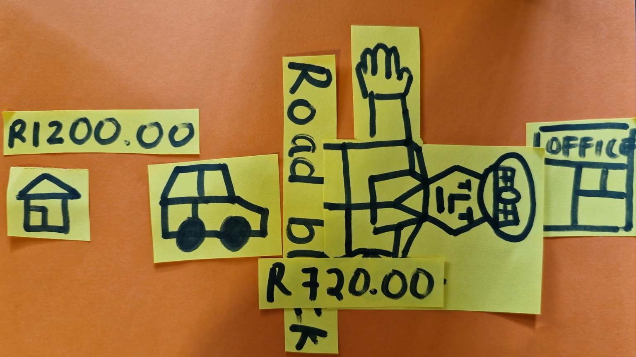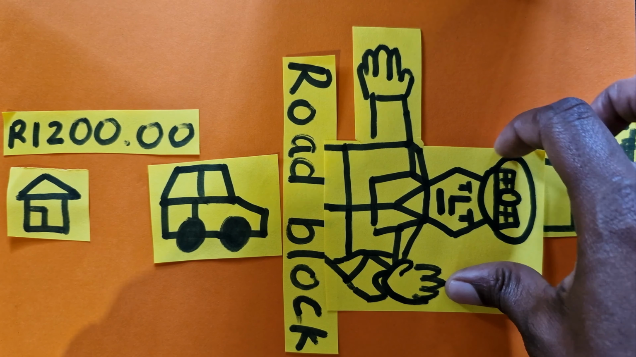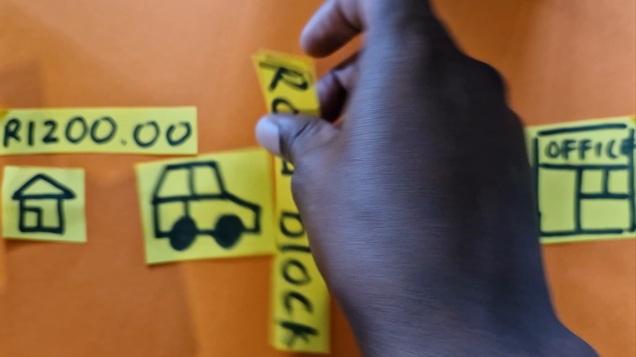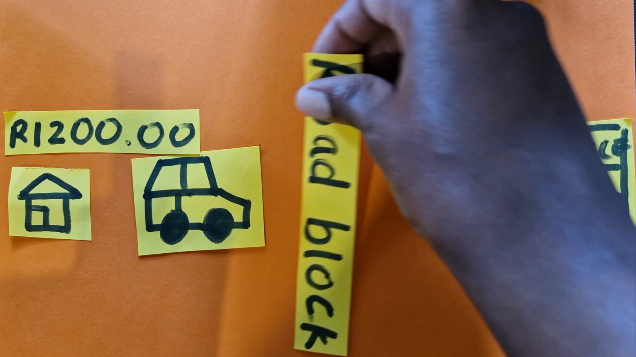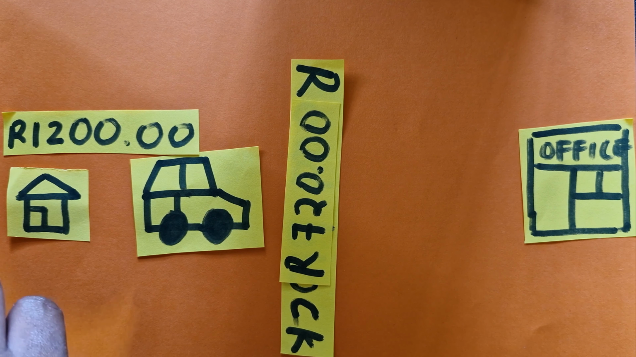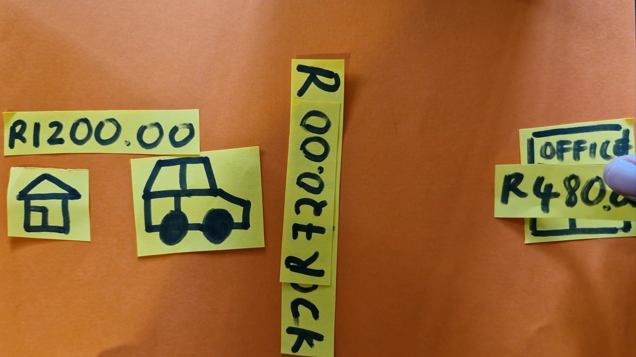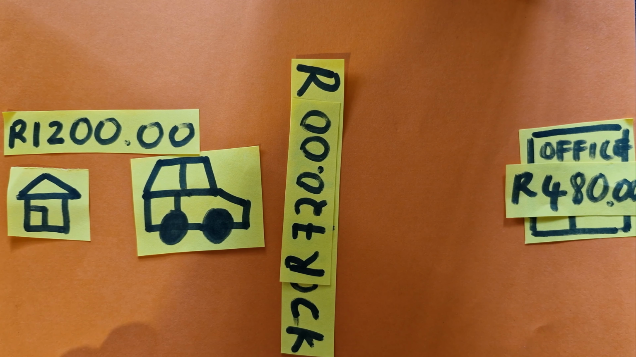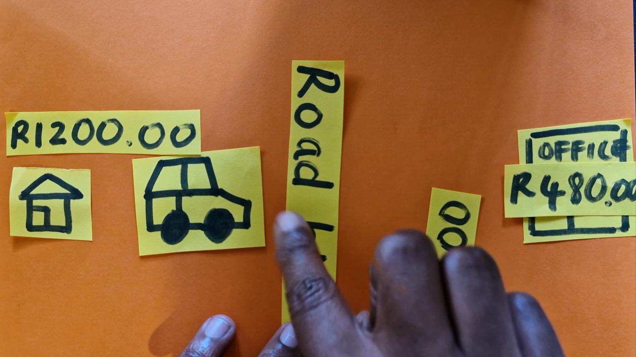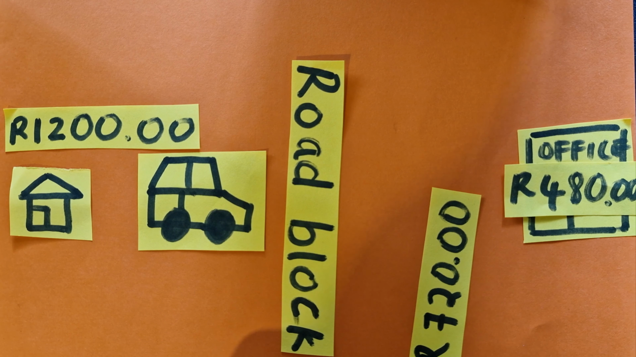So you had 1,200, you must pay a sort of a fine of 720. This means that by the time you get to the office, you will have less money than the money you had when you left home. So there at the roadblock, you paid 720 and you started off with 1,200. It means by the time you get to the office, you will have about 480. So the roadblock in this instance represents the internal resistance.